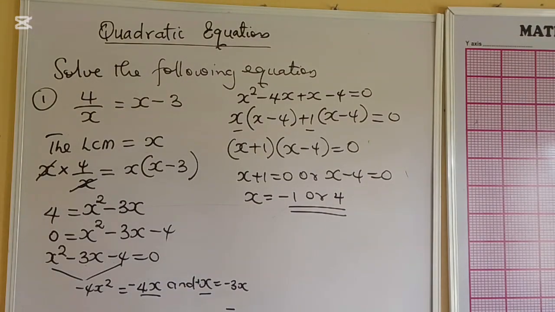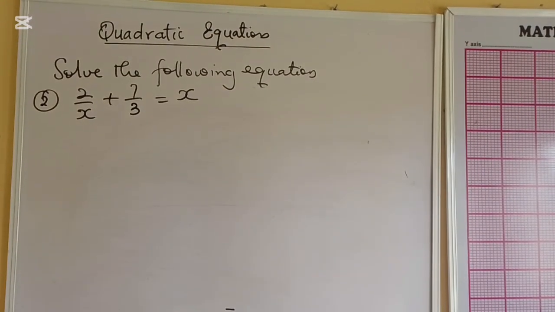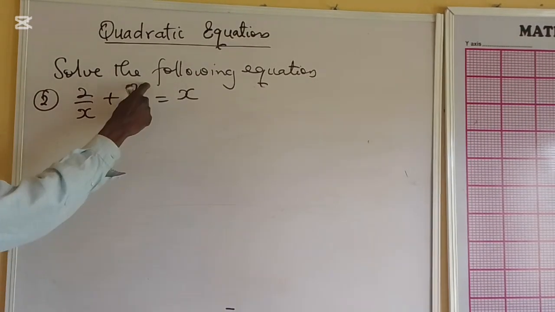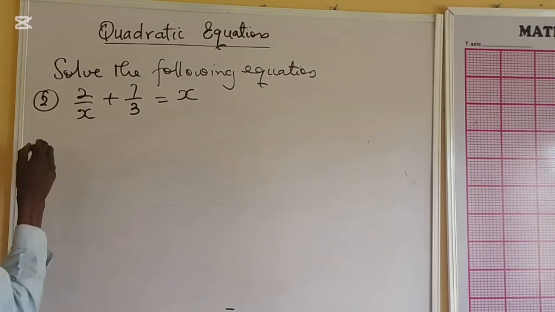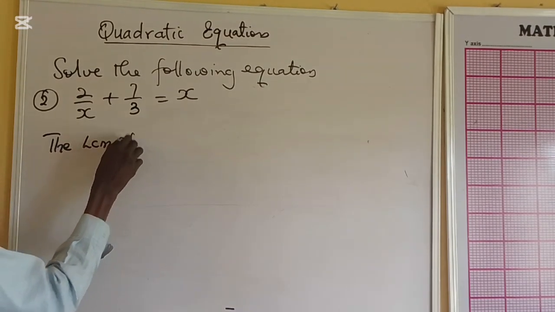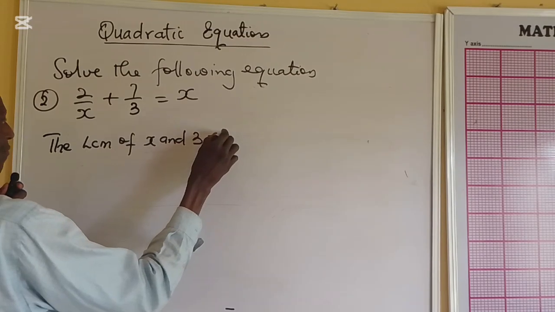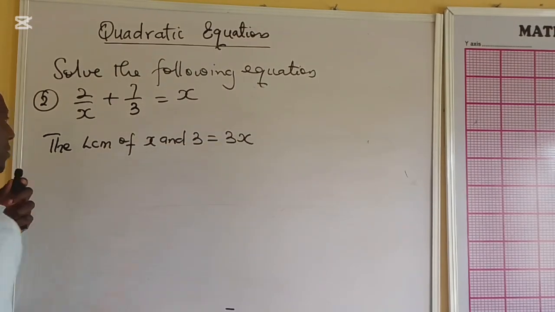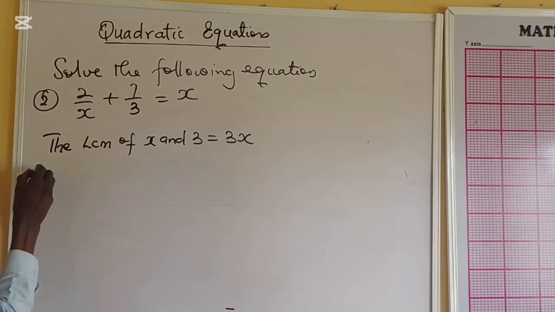Let me give you example number 2. Alright, let's look at example number 2: 2 over x plus 7 over 3 is equal to x. So what will come to your mind is to find the LCM of x and 3. It will give us 3x. So we use this 3x to multiply each of the terms.